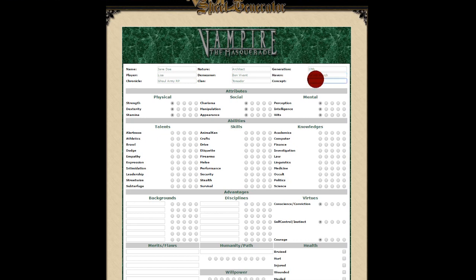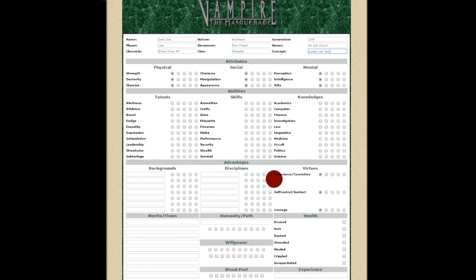Then the concept is another thing. You can either take a concept completely from the book. There are some pre-made characters, of course, or you can just come up with your own. So this will be like, I don't know, lonely pets lady, whatever. It's just for your own things. Okay. So now I get that done with, and now we're gonna get into the meat of it.